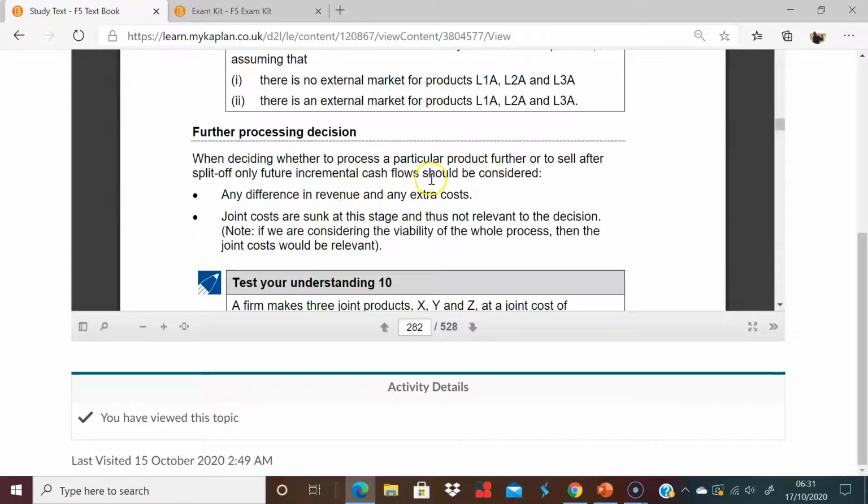So you really want to decide, is it worth selling on a particular item by comparing any revenue and any extra costs. So in a way, at this point, in terms of decision making, the joint costs are now sunk. So you now literally have to ask the question: what is the additional revenue versus the additional cost, if you like? That's really the question to consider with further processing.